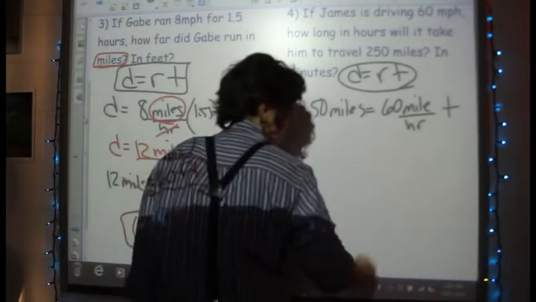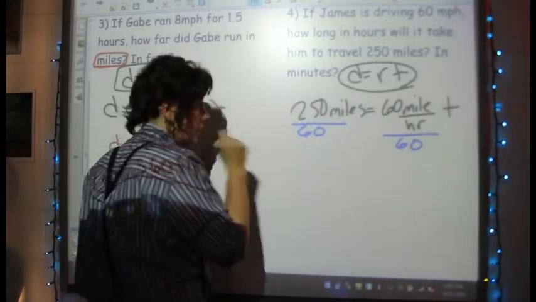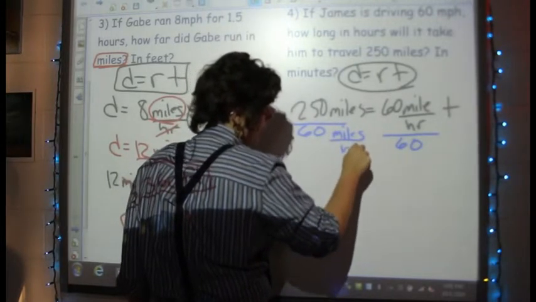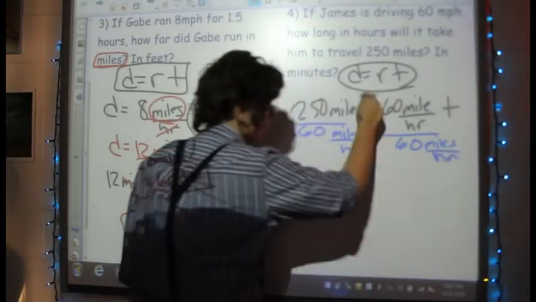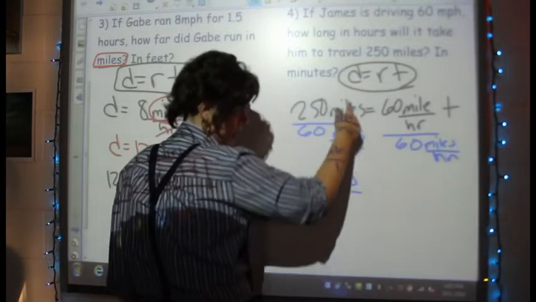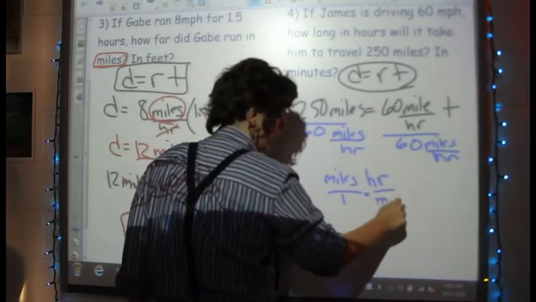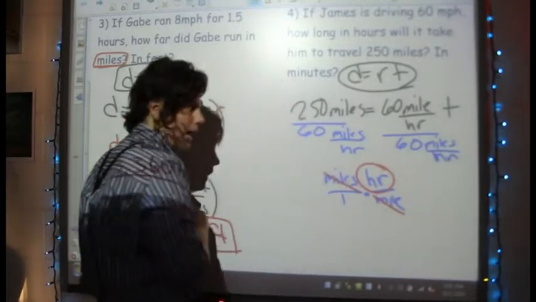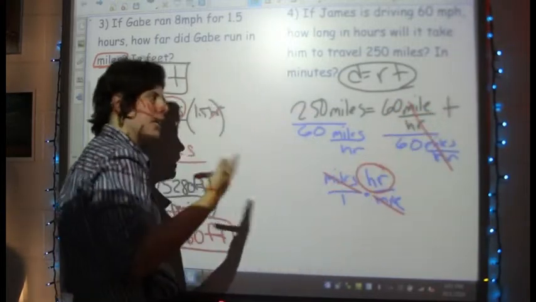So what happens here is I'm going to divide both sides by 60. And when I do that, my units are also going to be divided. So miles per hour. And when you divide by a fraction, you flip and multiply. So here, just looking at the units right now, I'm going to have miles over 1, that's the numerator, times, flip and multiply, hours per mile. You'll notice the miles cancel and I'll be left with hours. That's why this formula works, because if I'm solving for t, t is time, I need to have hours left.